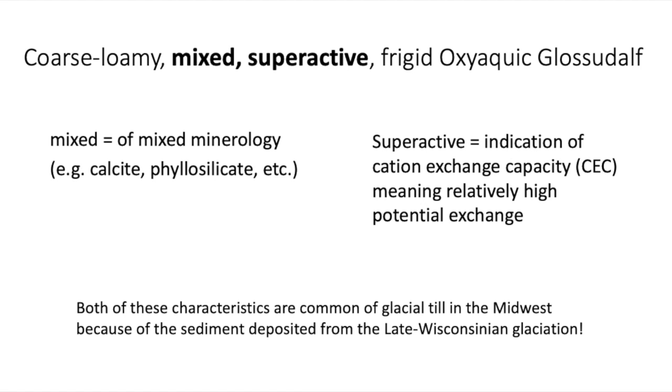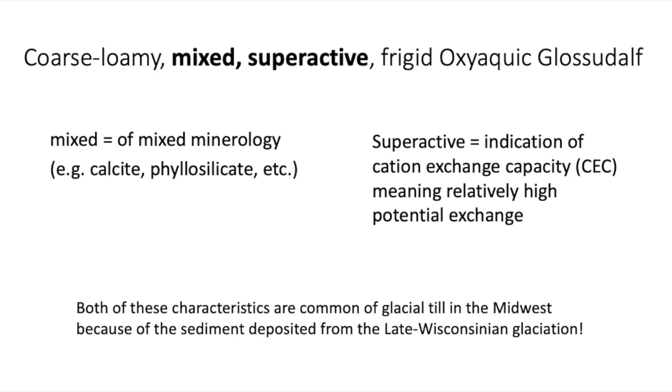Next, we have mixed and superactive. So mixed refers to the mineralogy of the soil, and it simply means that there are many different minerals present. This should not be surprising, being that when a glacier moves, it picks up and deposits over anything that it comes across, so it mixes a lot of different things together. And superactive refers to the cation exchange capacity of a soil.